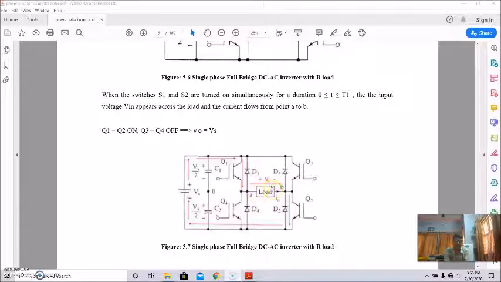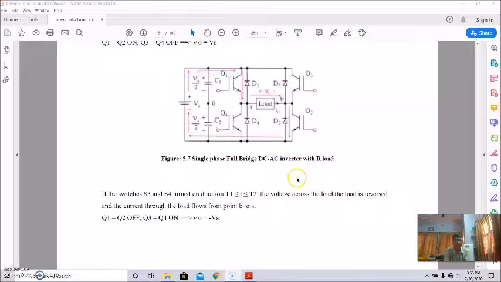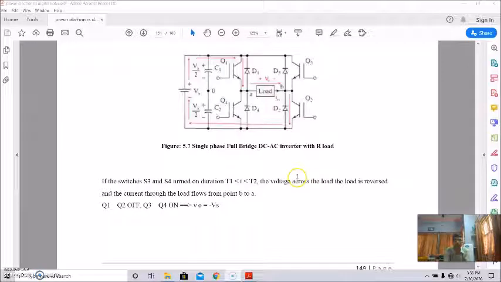Since the current is flowing from A to B, the output voltage will be equal to the source voltage, this is Vs. Clear? Now suppose switches S3 and S4 are turned on during the duration capital T1 to T2, and the voltage across the load is reversed, and the current through the load goes from B to A.